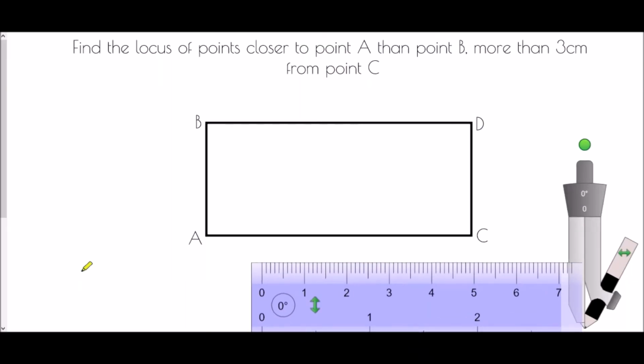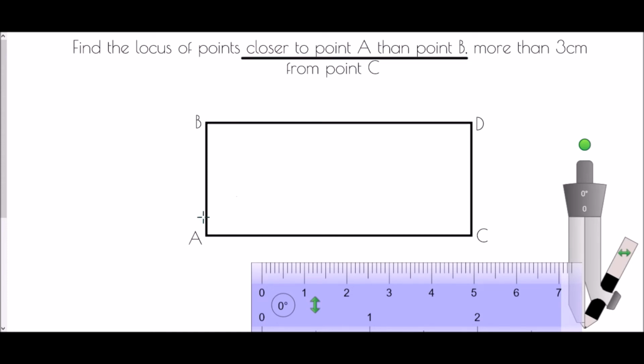And so for our final set of examples, we're going to try and put together all of the different things we've looked at so far. For the first question, we have a rectangle ABCD, and we find the locus of points closer to point A than point B, more than 3 centimeters from point C. So we need to break this down. These are two different instructions. Closer to point A than point B.